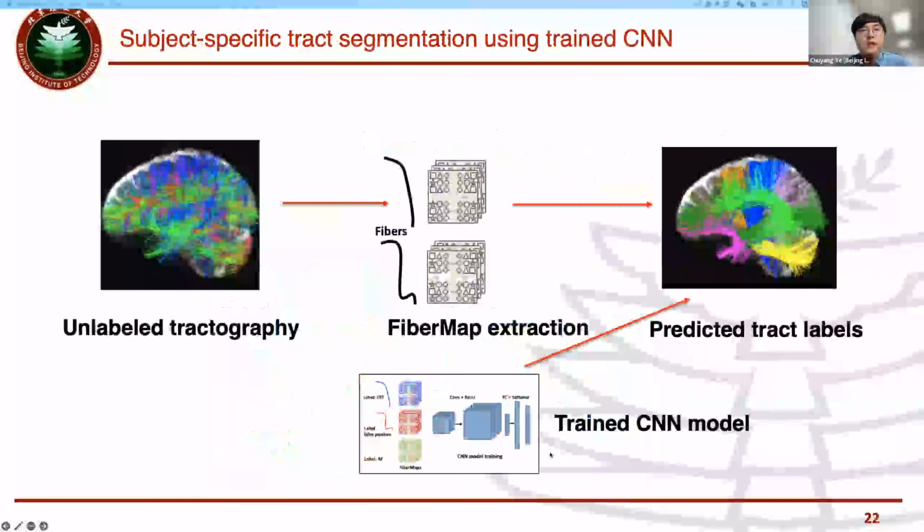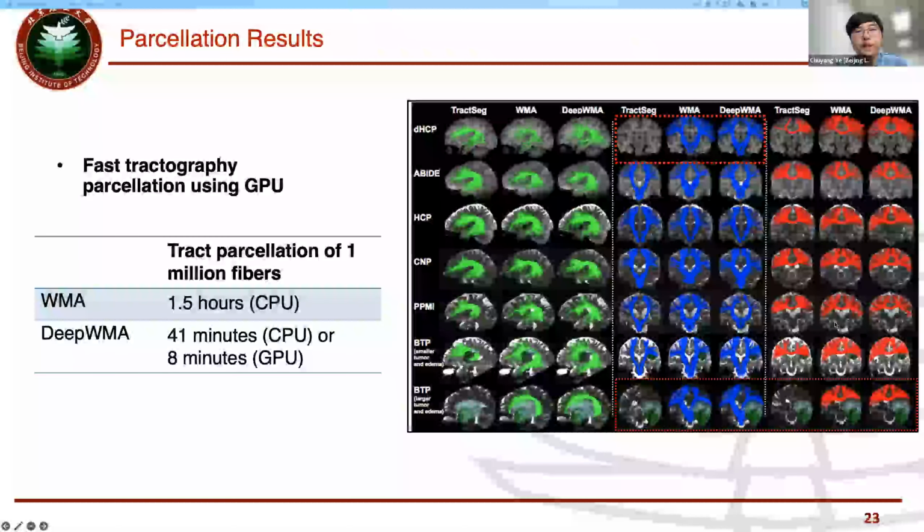Then with the trained CNN model, given some new, unlabeled tractography results, we can label each streamline in this whole brain tractography result with the trained CNN here, which gives us the predicted streamline parcellation result. And this work has also been validated extensively. Here, I'm just showing one graphical example. It has been compared with other techniques and achieved more accurate parcellation.